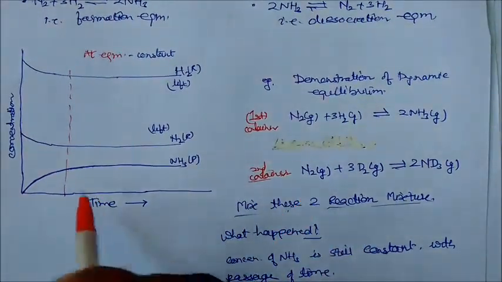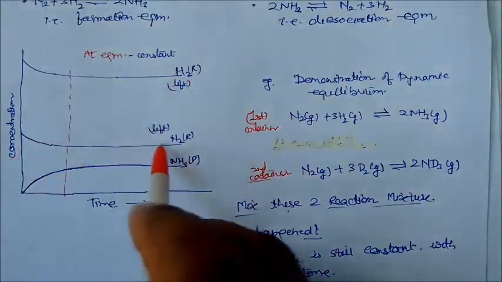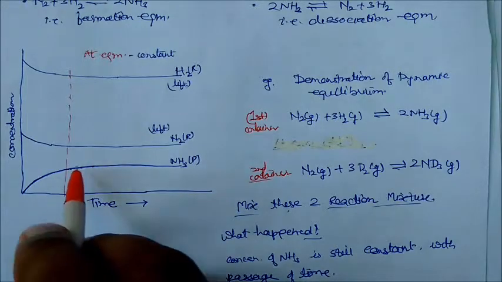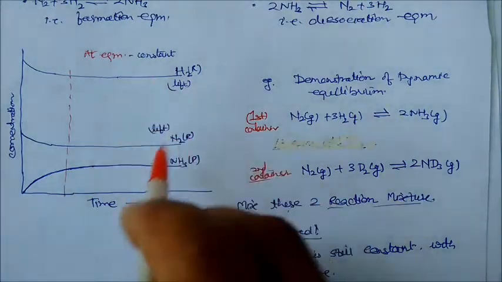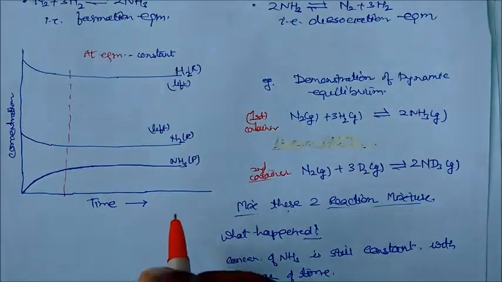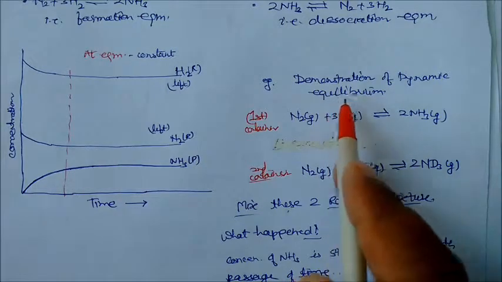So this is the time, this is the concentration. So this is the hydrogen, this is the ammonia, this is the nitrogen. When these two are decreasing, immediately ammonia is increasing. So we can represent this nitrogen, hydrogen, ammonia in different types of equations. Now we can say this equilibrium is actually dynamic.